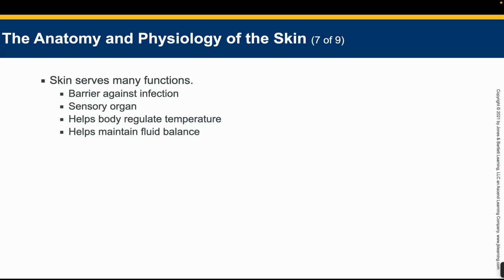The skin does a lot more than just sit on the outside of the body. It actually serves several really important functions. First, it acts as a barrier against infection, helping keep bacteria and other harmful substances out. It also is a sensory organ, which means it allows you to feel things like pain, pressure, heat, and cold, all of which are important when you're assessing injuries. The skin also plays an important role in temperature regulation.